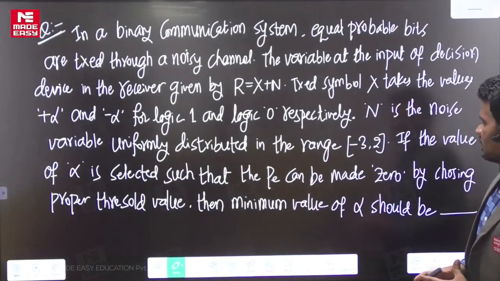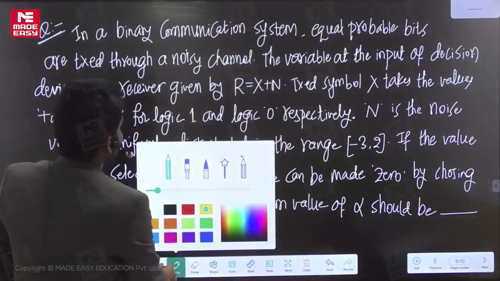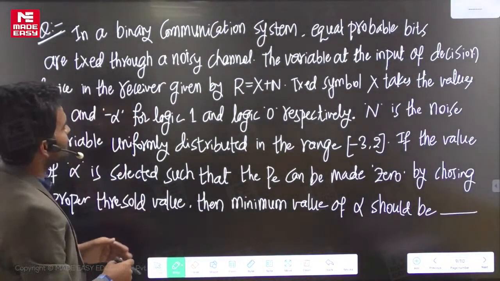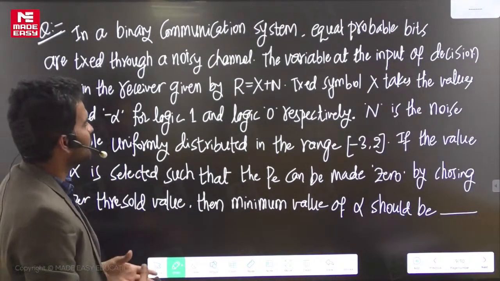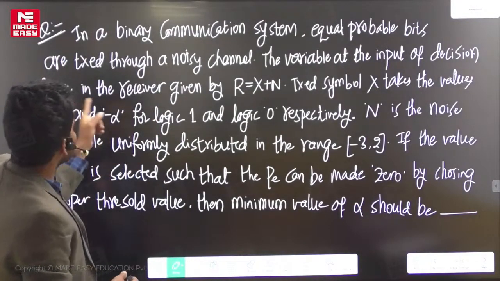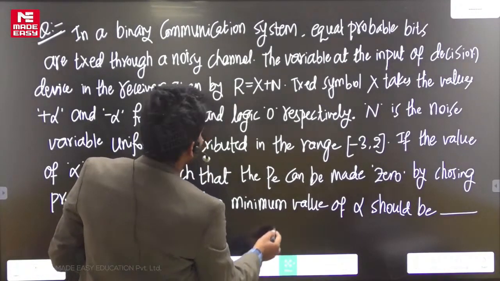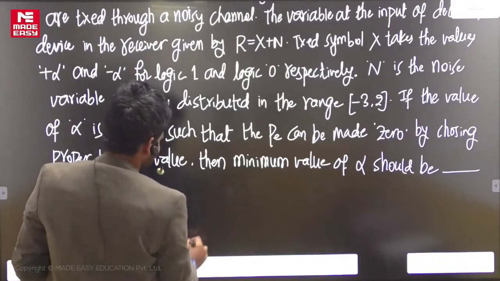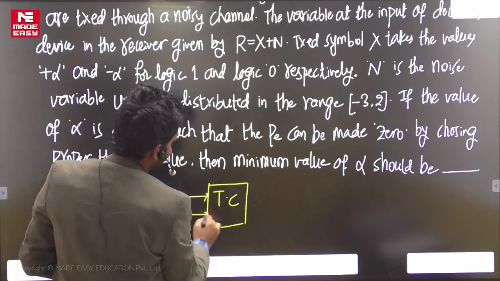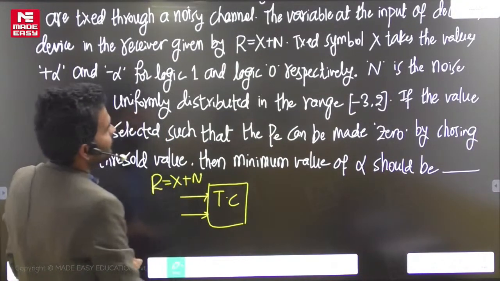And if you see the next question here. In a binary communication system, equiprobable bits are transmitted through a noisy channel. The variable at the input of the decision device in the receiver is given by R equals X plus N. At the receiver side, the threshold comparator will be there, and the input is given by R, that is X plus N.